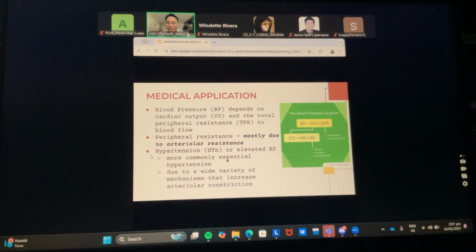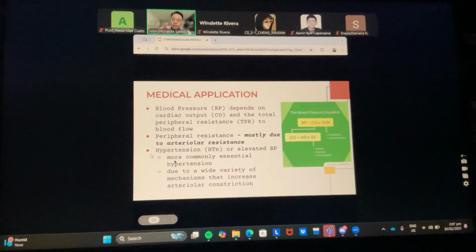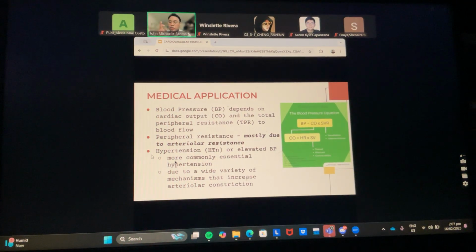So in your hypertension or elevated BP, it can either be primary hypertension or secondary hypertension. Okay? When you say secondary hypertension kasi, you have an underlying disease. A very good example here is your pheochromocytoma. Meron kang tumor dun sa adrenal glands which is causing increased blood pressure. Pero in your primary hypertension or your essential hypertension kasi, you don't have an underlying cause. Ang cause mo lang talaga ay masikip yung butas ng mga arteries mo. So this is due to the wide variety of mechanisms that increase arteriolar constriction.